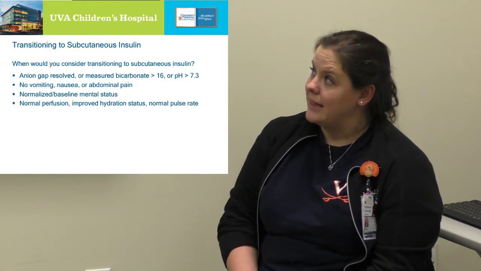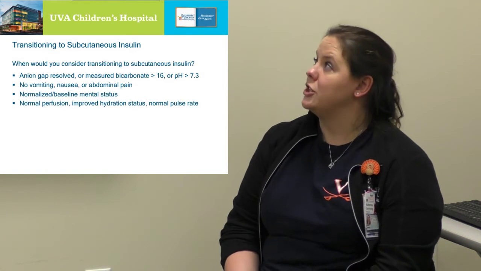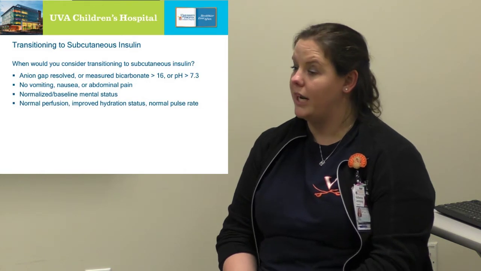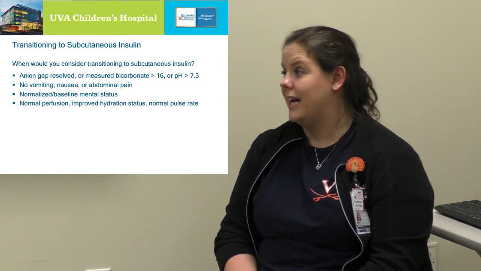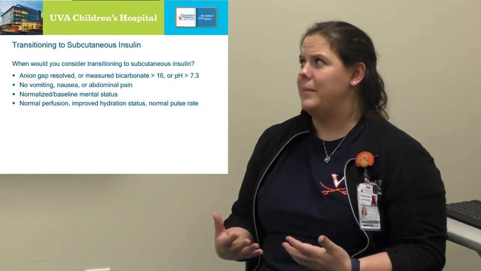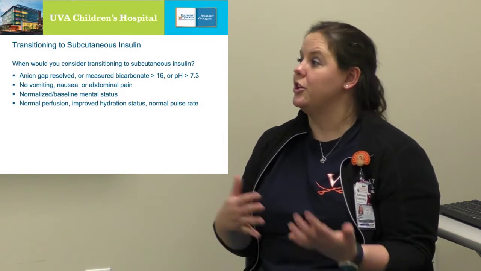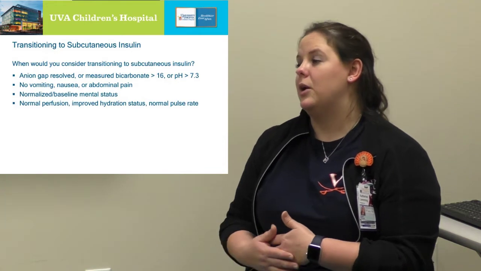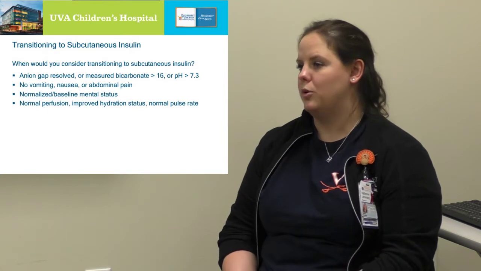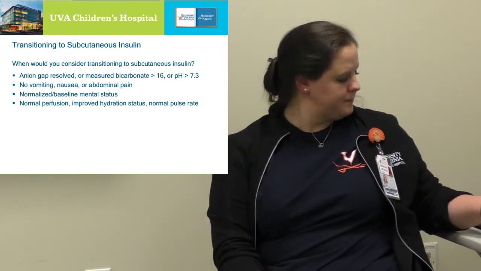So in the patient, we want them to have the anion gap closed, or the measured bicarbonate to be greater than 16, or the pH to be greater than 7.3. So we want that acidosis to have resolved. We don't want them to have any signs or symptoms of vomiting, nausea, or abdominal pain. We want their mental status to have normalized or gone back to baseline. And then we want them to have normal perfusion or improved hydration status, and of course a normal pulse rate before considering transitioning to subcutaneous insulin.